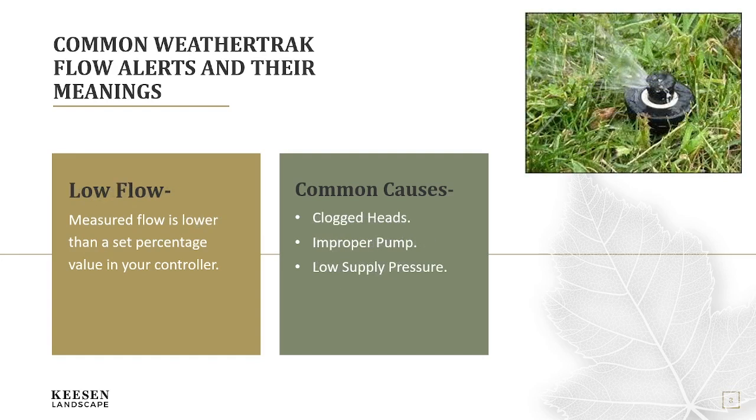The next alert we will discuss is the low flow alert, which indicates that the actual flow for your station is running below your assigned percentage threshold set in WeatherTRAK Central.